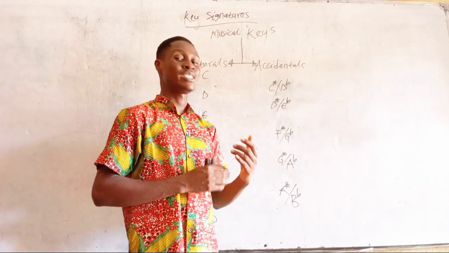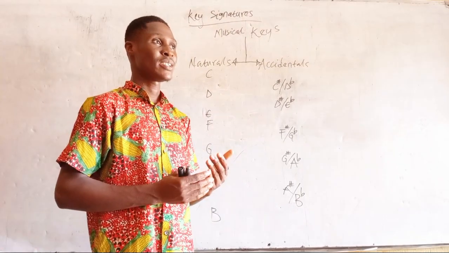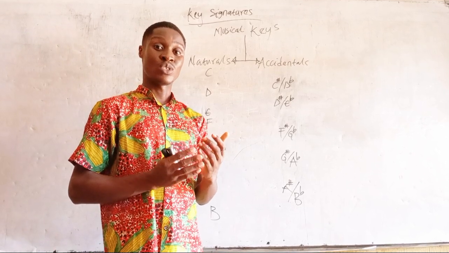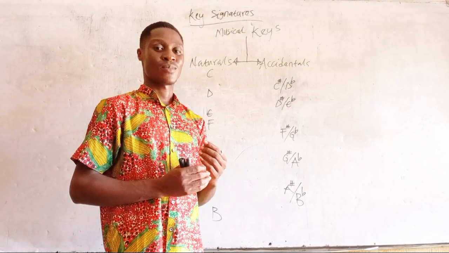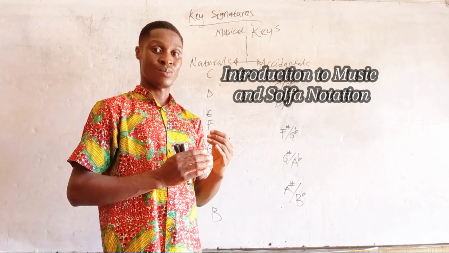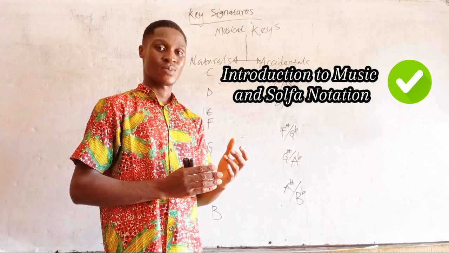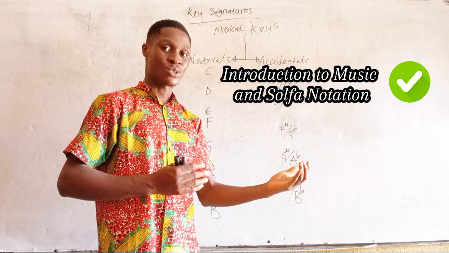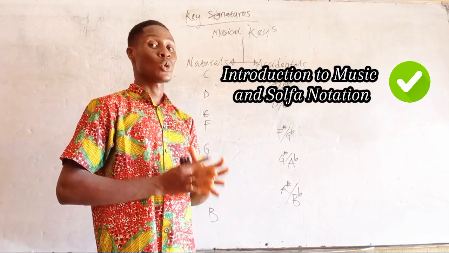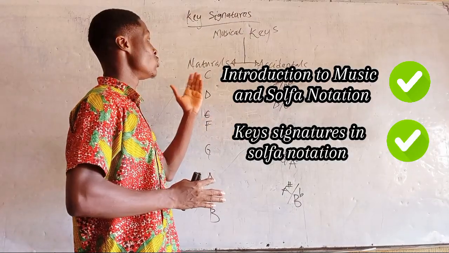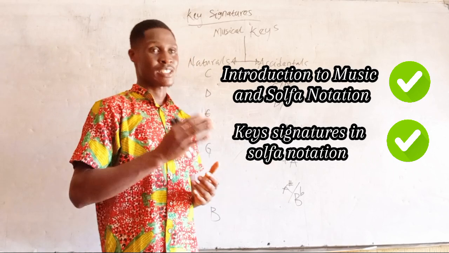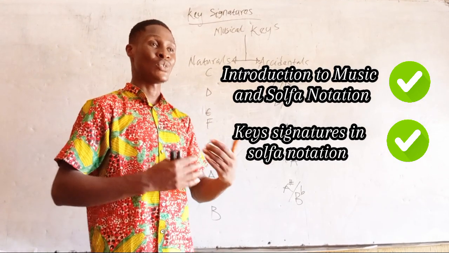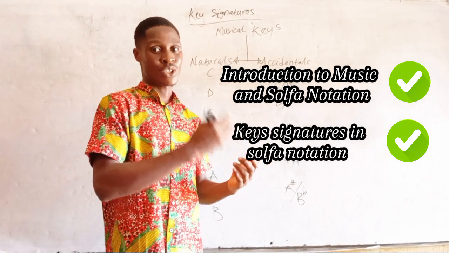So we have succeeded in studying the 12 musical keys we have. Our first topic, we talked about musical notes, how they were derived, how to derive accidentals from naturals. Now this topic, we have talked about musical keys, naturals and accidentals, and how we can derive the accidentals from the natural keys.